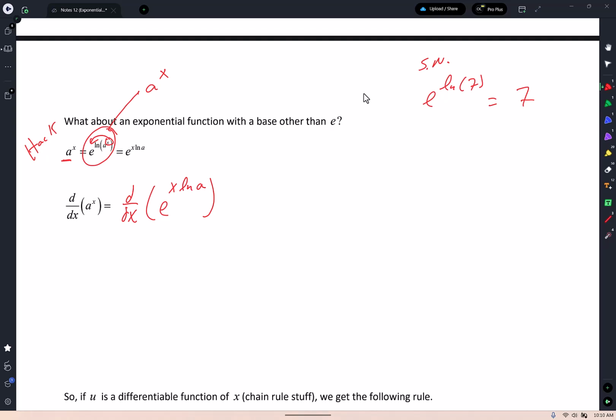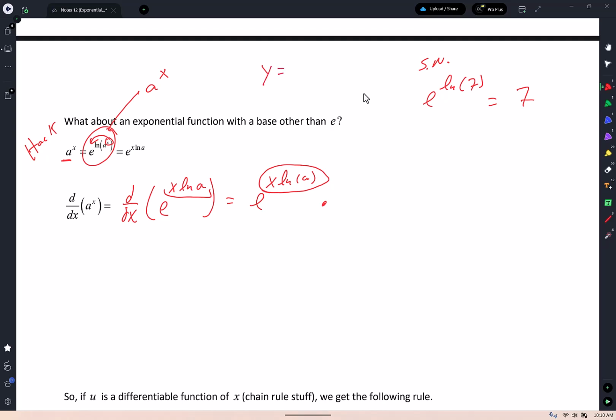Why am I doing that? Because I know how to take the derivative of e to the x. The derivative of e to the x is itself, e to the x ln of a, times the derivative of the exponent. Now I just have a linear term. It's just x ln a. ln a is a constant. So what's the derivative of x ln a? ln a is a constant. Remember, I have an x in the front.